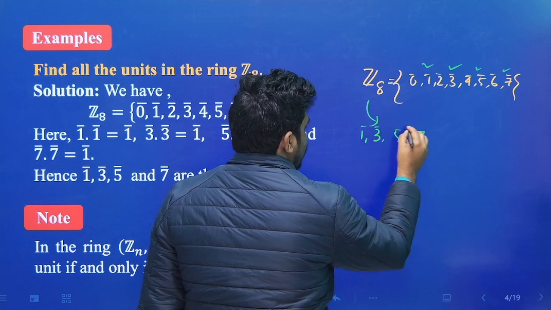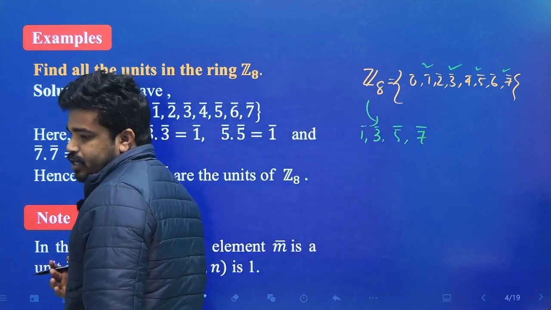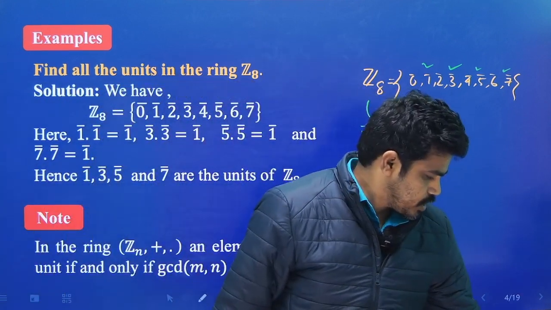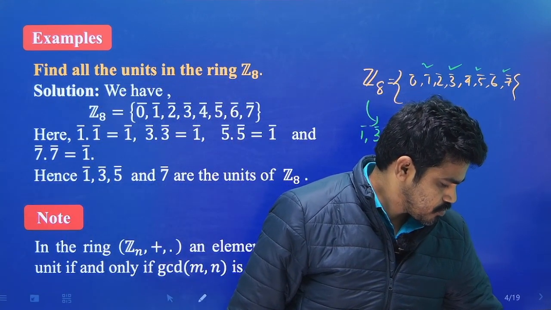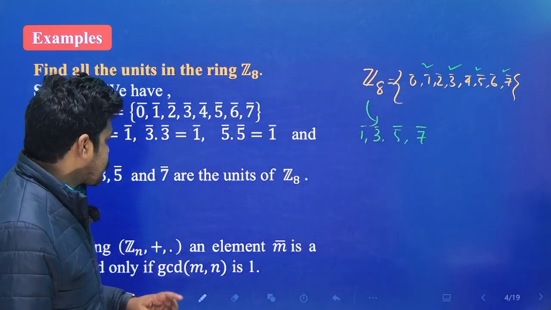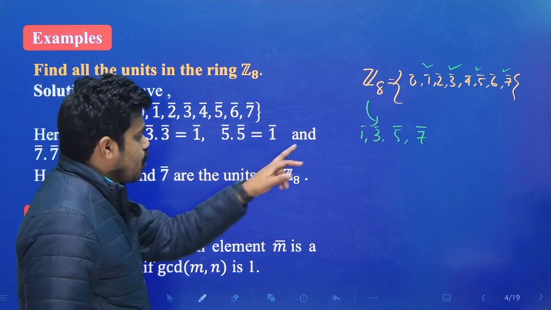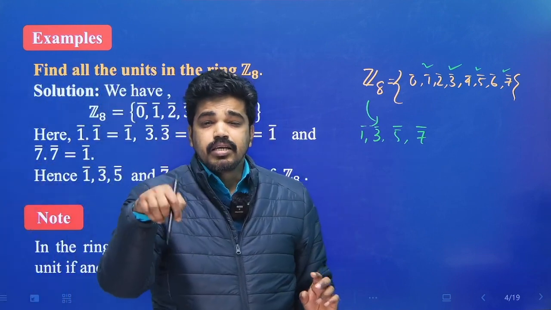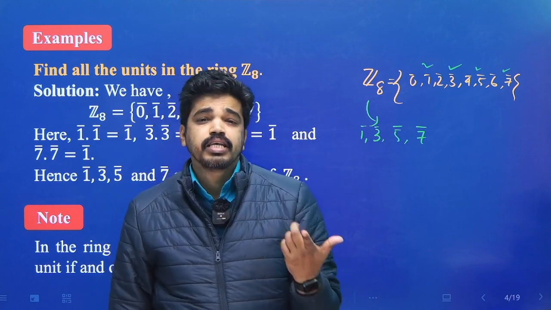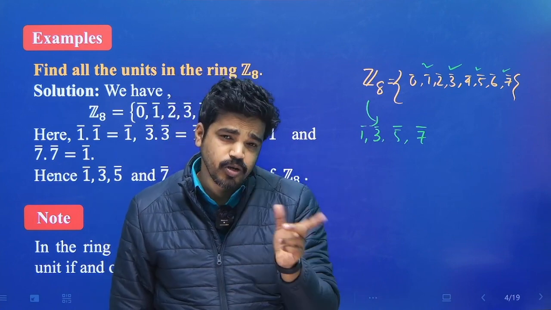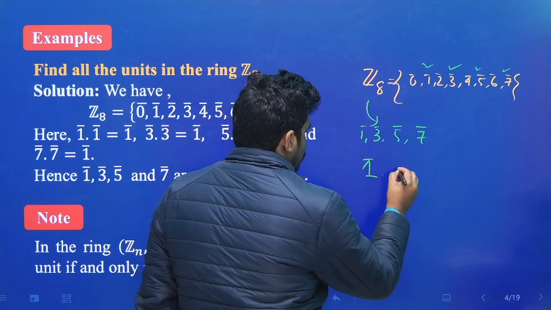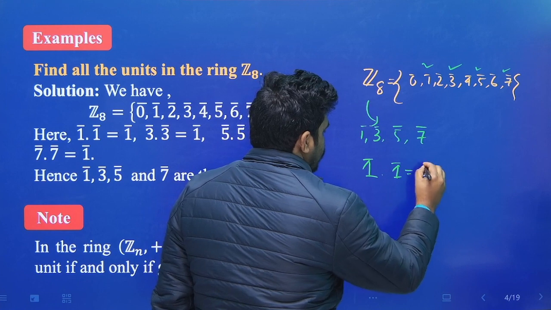Okay, 1, 3, 5, 7 are unit elements, right? ঠিক আছে, you can check it. An element A is said to be a unit element if there exists another element B such that A dot B is equal to 1 or B dot A is equal to 1. Here 1 dot 1, that is 1.